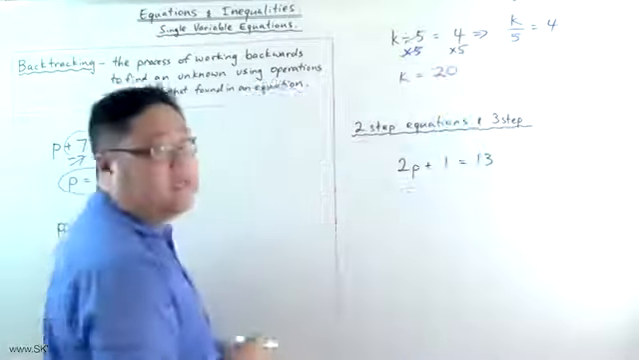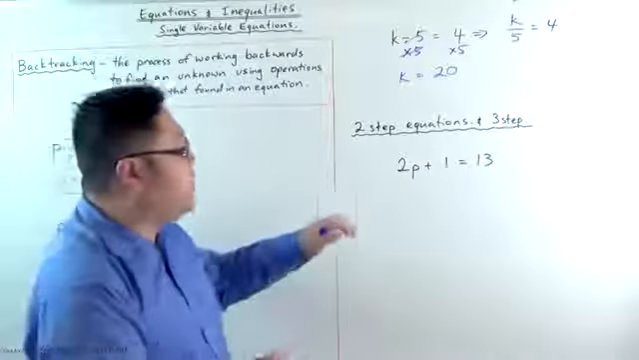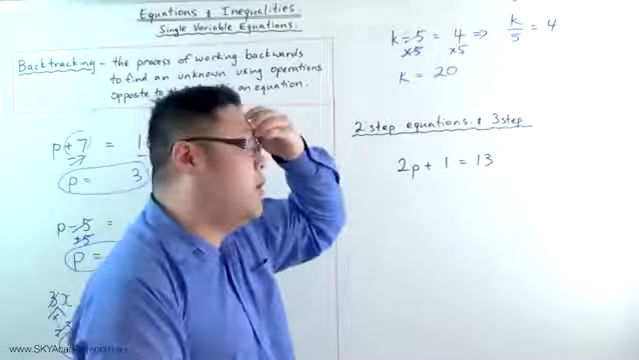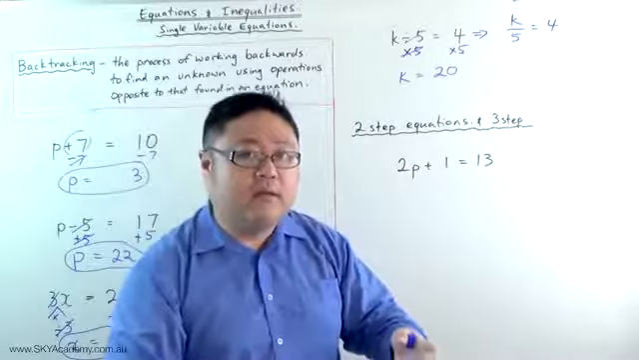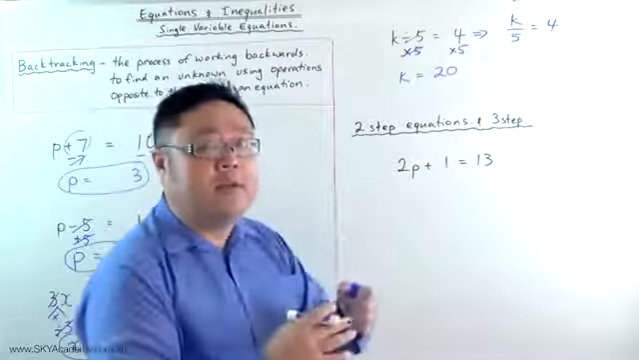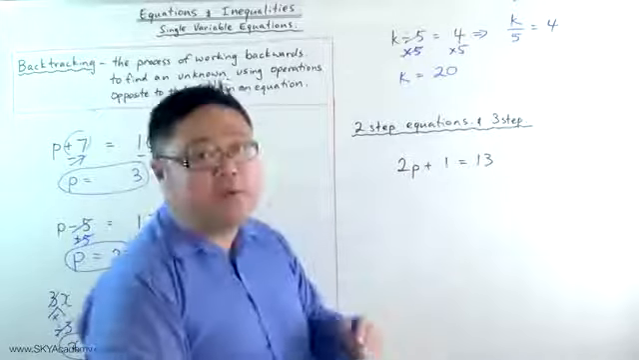Let's have a look at a 2 or 3 step equation. When you've got a 2 or 3 step equation, what you've got to do is work opposite to the order of operations, all right? You've got to work opposite to the order of operations.